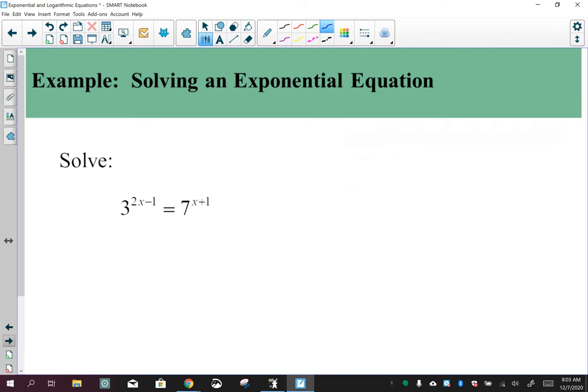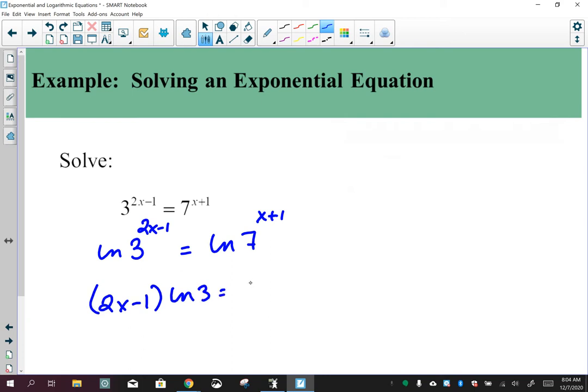So now, what happens when you have this? The same exact thing is going to wind up happening. So you're going to take the natural log of both sides. So we have the natural log of 3 to the 2x minus 1 and the natural log of 7 to the x plus 1. So the same thing: natural log of both sides. This is an exponent, so this comes down in front. But now I'm going to add parentheses. I'm adding these parentheses because I have more than one term here.